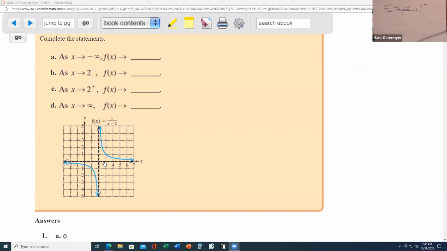And finally, as we have x approach positive infinity, go far to the right on the x-axis, the graph is diving down towards the x-axis from above the x-axis. So we say f of x is approaching 0, technically from above.